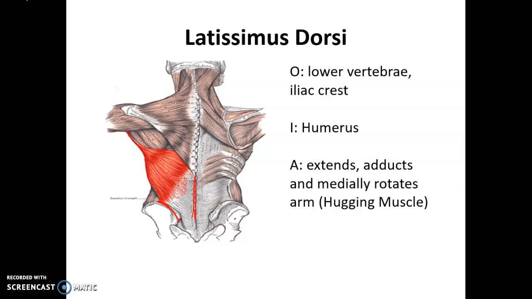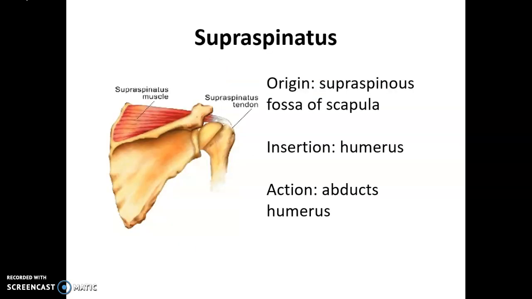The latissimus dorsi is also known as the hugging muscle, and it helps us to extend, adduct and medially rotate the arm, like hugging, right? When we hug someone, we extend, adduct and then medially rotate the arm. That's the function of latissimus dorsi.